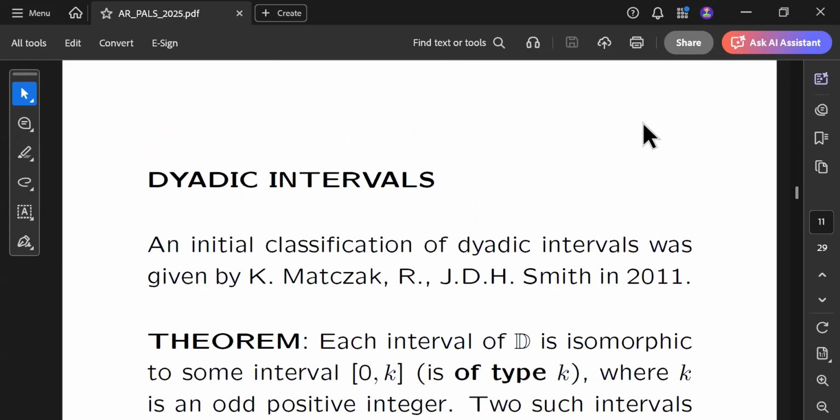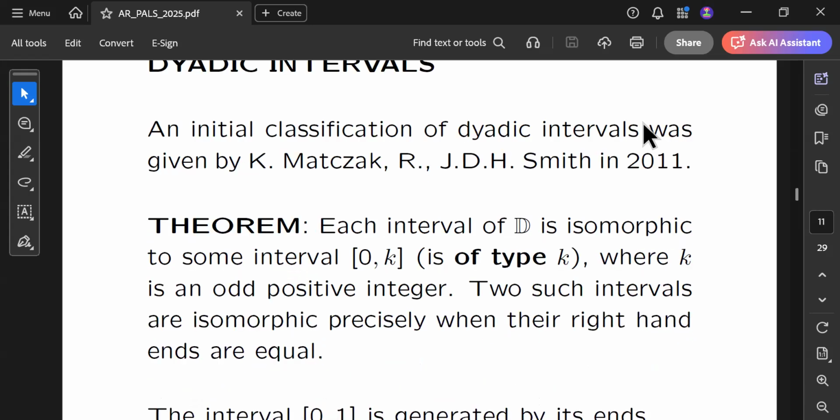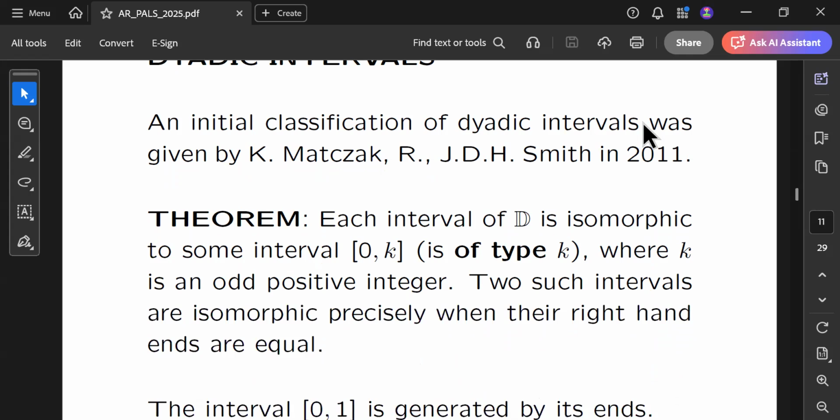Dyadic intervals were already described in our first paper on dyadic polygons, written by Katarzyna Matczak and Jonathan Smith, published in 2011. And the theorem says the following. Each interval of the dyadic line is isomorphic to some interval with ends 0 and k. We say that it is of type k, where k is an odd positive integer. And two such intervals are isomorphic precisely when the right-hand ends are equal.